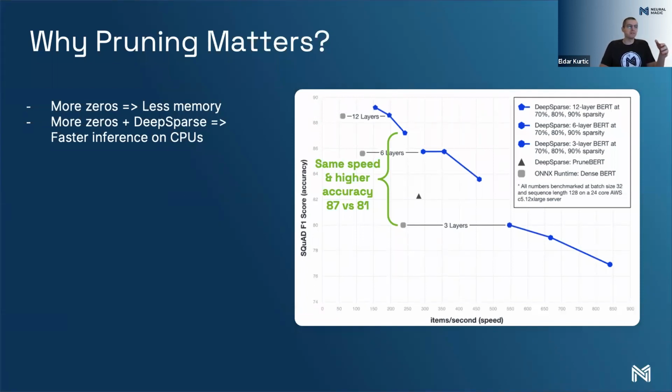In this case, for example, we've been able to prune the 12-layer model up to 90% sparsity while recovering the accuracy, and we still have the same inference speedup as the dense 3-layer model running in the standard ONNX runtime.